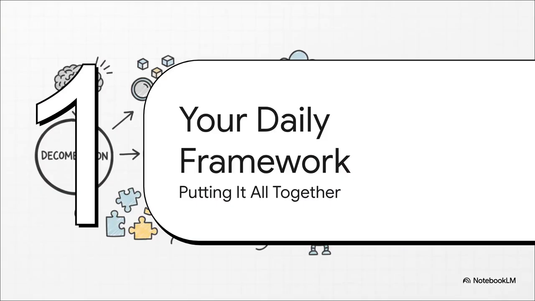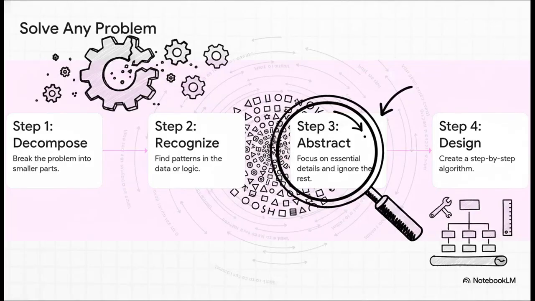So let's put this all together. These 4 pillars aren't just some abstract theories you learn about. They actually combine to form a practical, powerful framework you can use every single day for any coding challenge that comes your way. This is your game plan. Anytime you feel stuck, just walk through these 4 steps. Decompose the problem, recognize the patterns, abstract the essentials, and then design your algorithm.